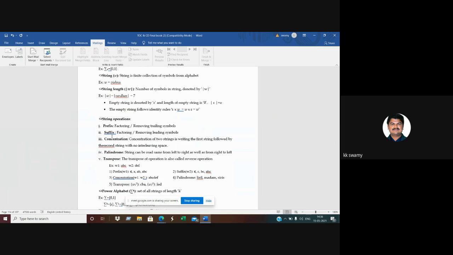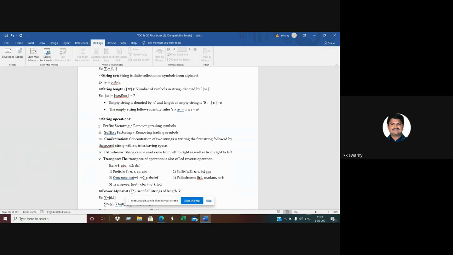That's why in the third example we have W1 followed by W2. W1 followed by W2, that is ABC followed by DEF. That means W1 dot W2. This notation is called the concatenation of strings. Concatenation of more than one string is called concatenation. The operator name is the dot operator.